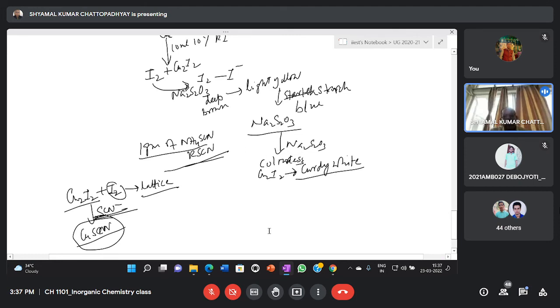So you have to complete the titration when the trapped iodine has been liberated and all iodine is titrated, and you get the cuprous iodide. So let us see the video for the copper titration.